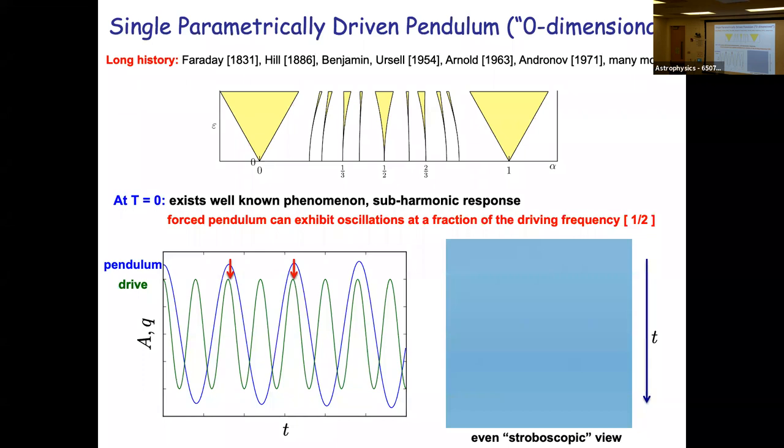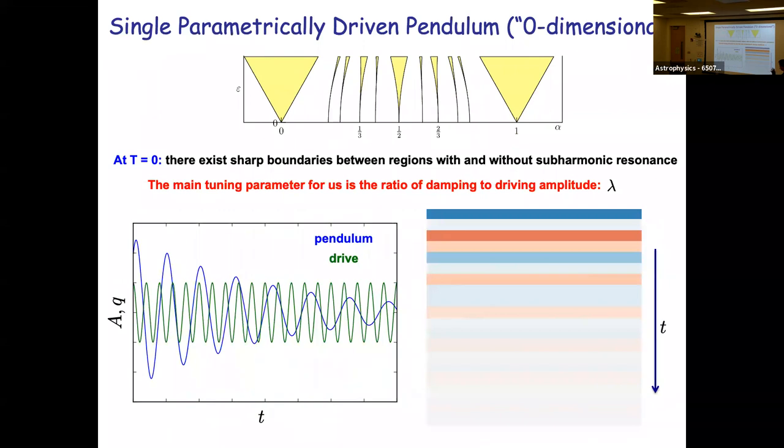That will precisely be a time crystal. It turns out that at t equals zero, at zero temperature, there are sharp boundaries between the regions with and without subharmonic response. There are phase transitions between a system, the pendulum, when it behaves as if it has a subharmonic response at nu equals 1/2, and ones where it doesn't.